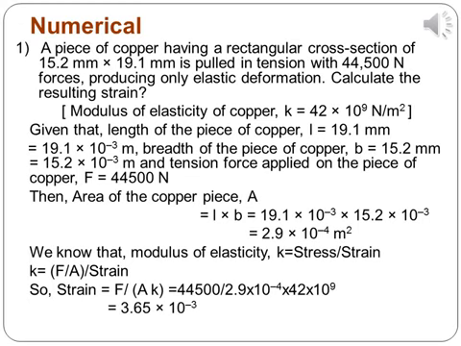You know that modulus of elasticity K is equal to stress by strain by Hooke's law. Then K is equal to F by A whole divided by strain. So strain is equal to F by A K. By substituting the values of F, A and K, we get the strain is equal to 3.65 into 10 the power of minus 3. It is unitless.